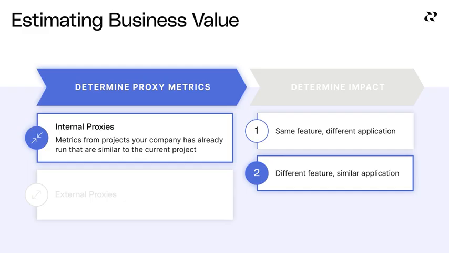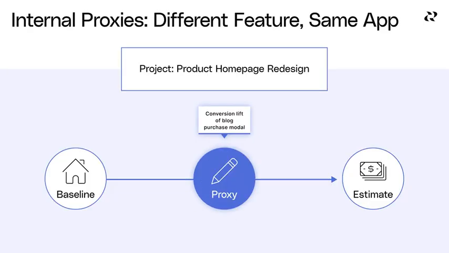The second kind of internal proxy is different feature, similar application. Let's imagine your homepage redesign intends to make purchasing information more prominent by featuring it either at the top of the page or in a modal that pops up once you land on the page.